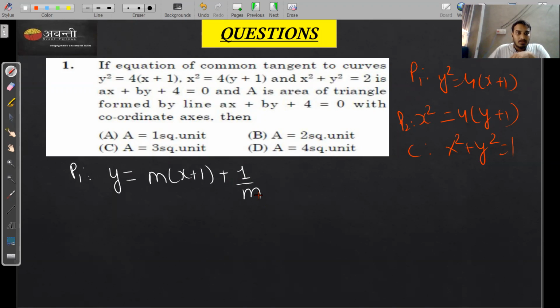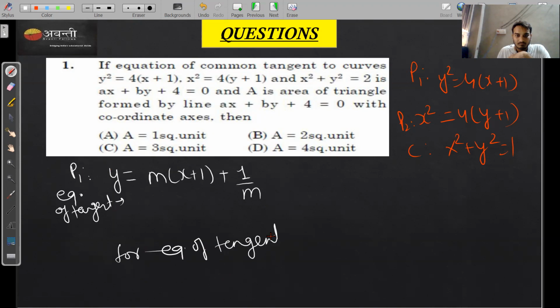So this is the equation of tangent to the parabola p1. Now for parabola p2, x square equal to 4ay, how do we find the equation of tangent? Tell me. We replace x by y and y by x.